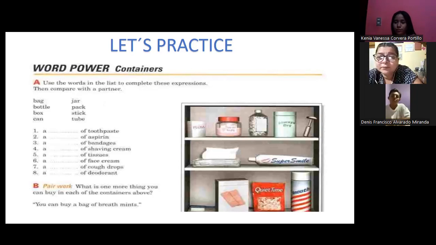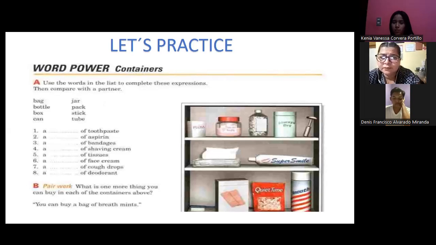Stick. Stick es como una barra, tipo barra. Okay. Es un contenedor, pero es como una barra. Sería a stick of toothpaste. Podría ser tube for toothpaste. Ah, tube, yeah. Yes, so for example, the number one, it says toothpaste. The answer would be? Bag.